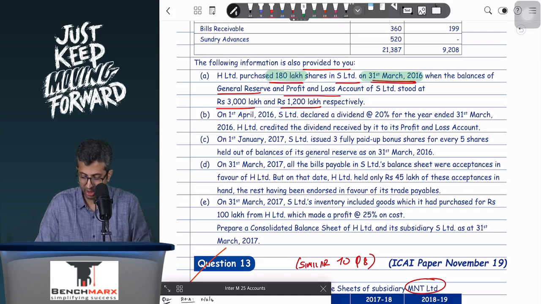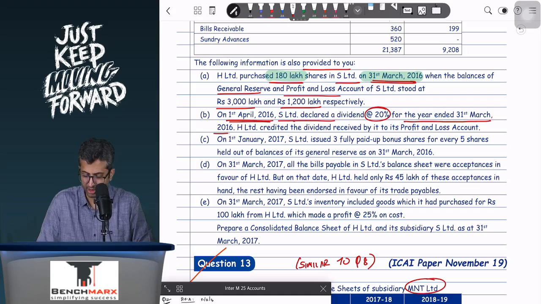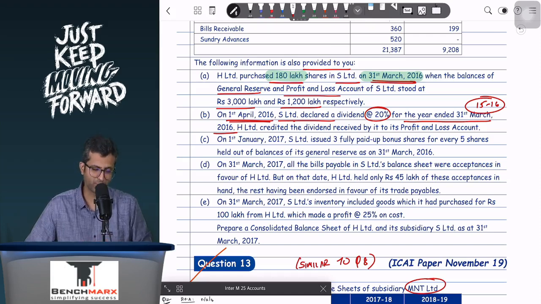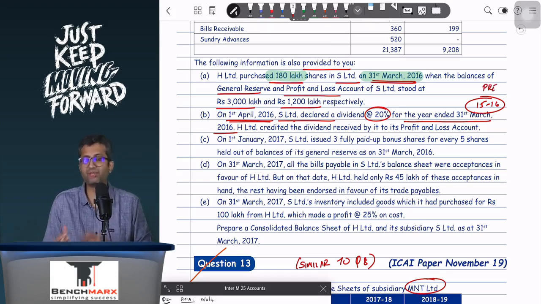Now on 1st April 2016, that is the very next day, S declared a dividend of 20% for the year ended 31st March 16. Now this is a dividend for the year ended 31st March 16, and hence it must be paid out of the profits of the year 15-16. Are profits of the year 15-16 pre-acquisition or post-acquisition? Well, my date of acquisition is 31st March 16, and hence this must be out of the pre-acquisition profits. Now ideally, if it is out of the pre-acquisition profits, then this dividend should be reduced from the cost of the investment. What has H done? H has credited the dividend received to its P&L. Is that correct? No. So there will be a rectification adjustment needed.